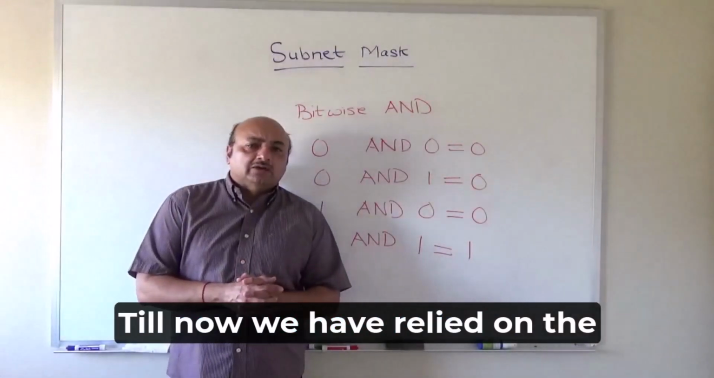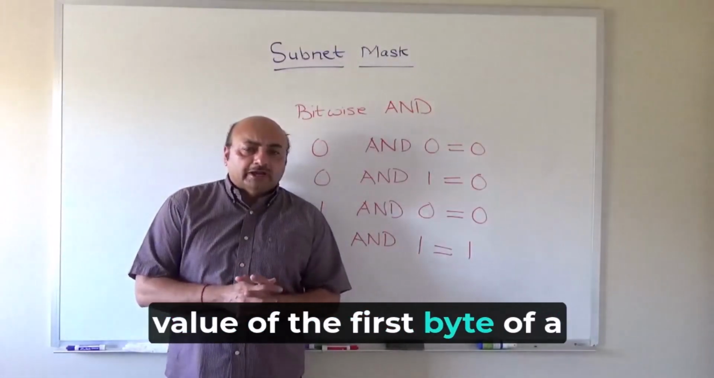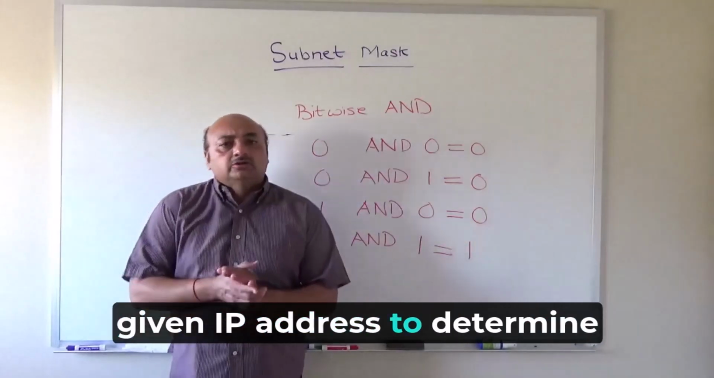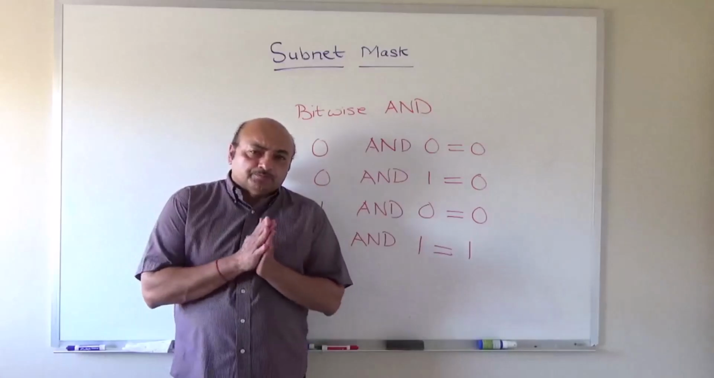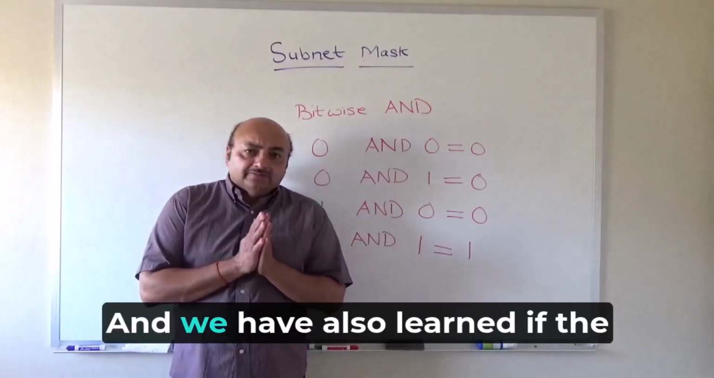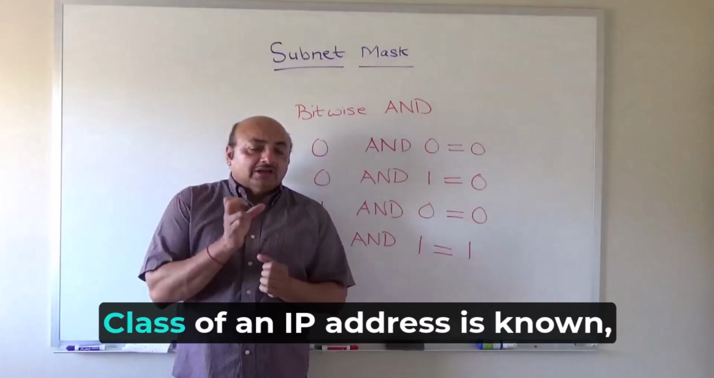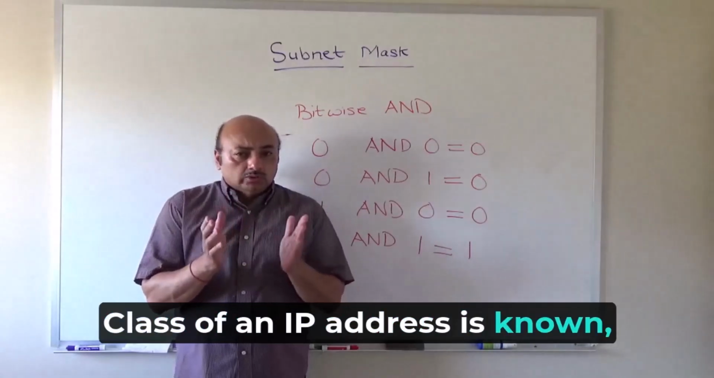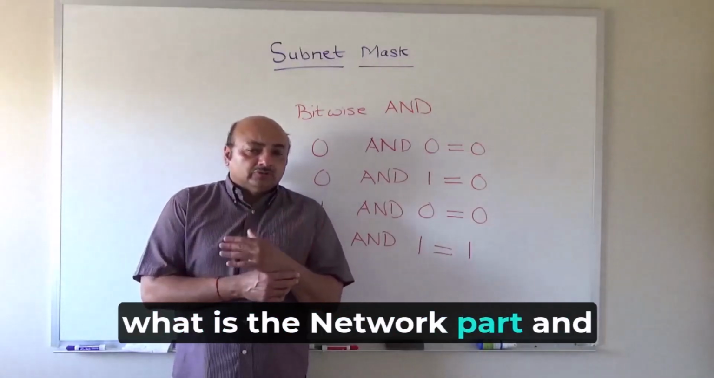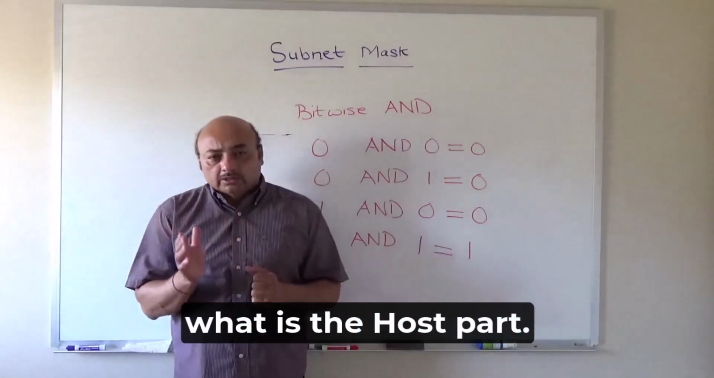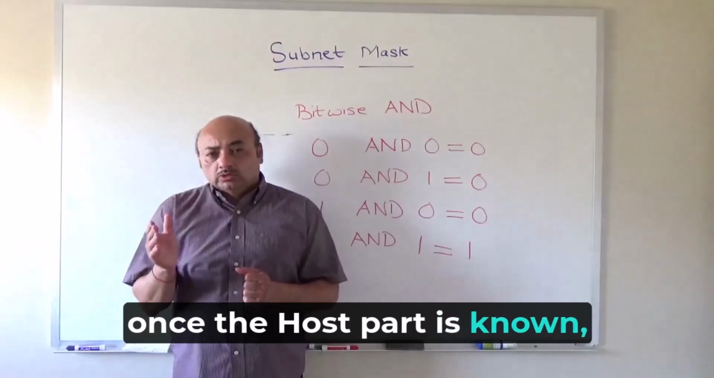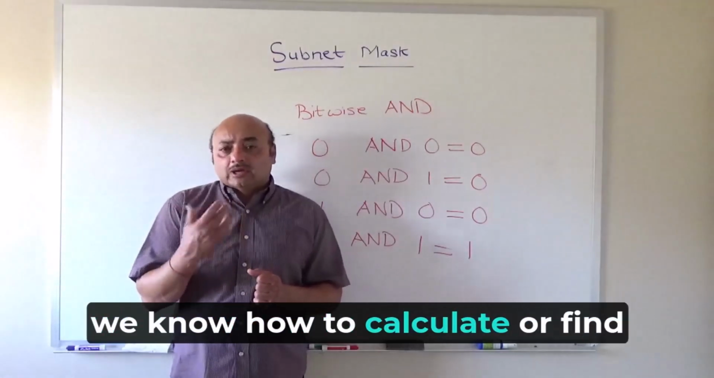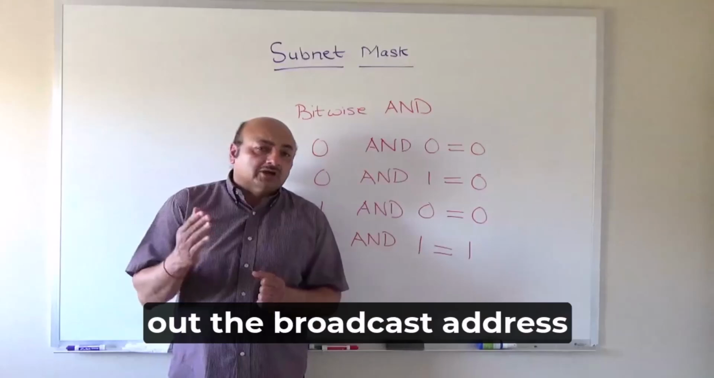We have relied on the value of the first byte of a given IP address to determine the class of that IP address. And we have also learned that if the class of an IP address is known, we know what the network part is and what the host part is. Subsequently, once the host part is known, we know how to calculate the broadcast address for that network.